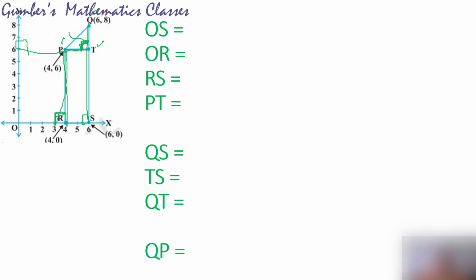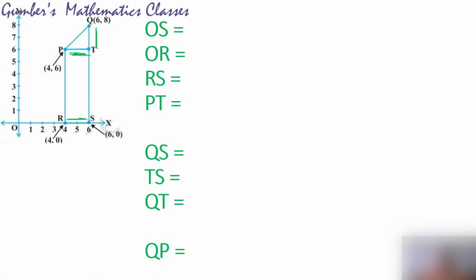Now we are supposed to find the length of PQ, or the distance between points P and Q. Let's see how we can. For this we want the length of QT and we want the length of PT. Let's see how we can find these lengths. For this we will be taking help of RS. How can we find RS?